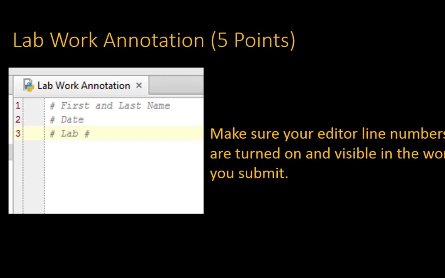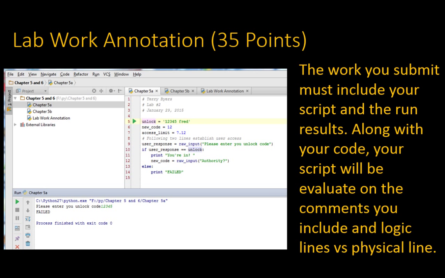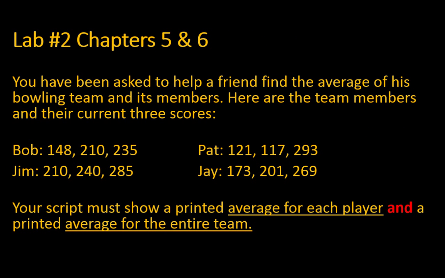For this week's lab assignment, make sure your project has line numbers turned on and your name, date, and lab number, this is lab number 2, is properly indicated at the top of your script. Remember, to receive full credit, you must include a copy of your work and the results of the code run window. For this script, please include a comment before each physical line explaining what the line will accomplish.